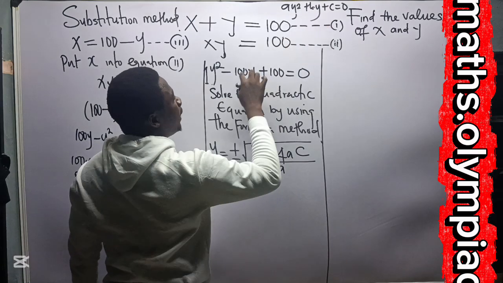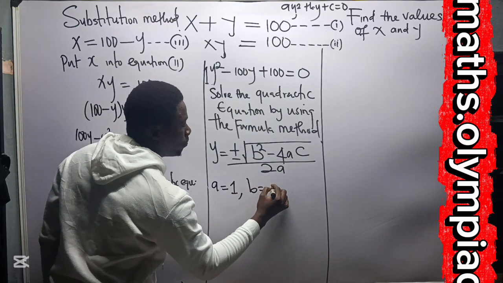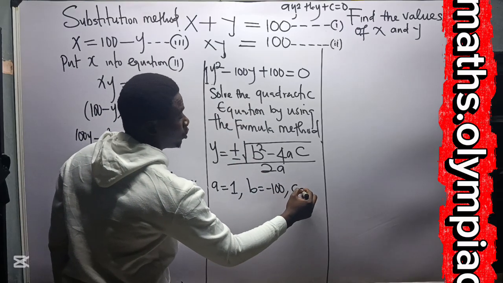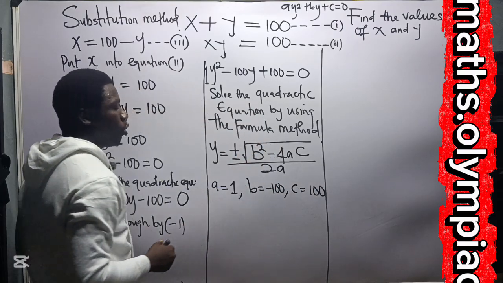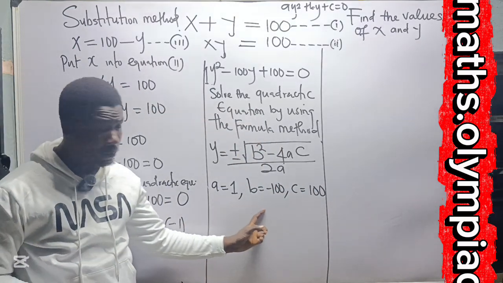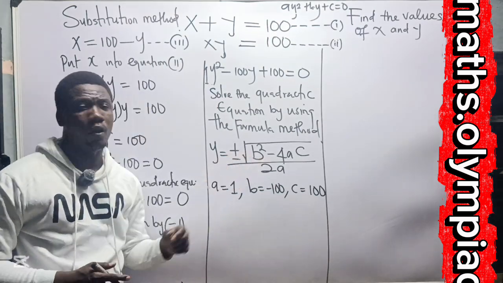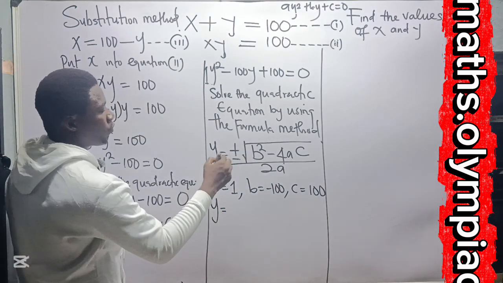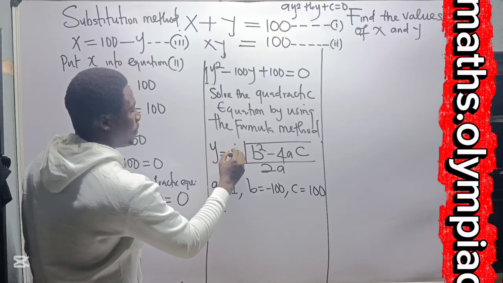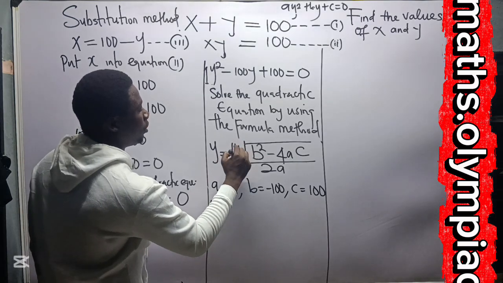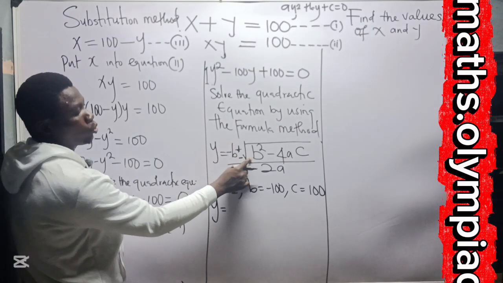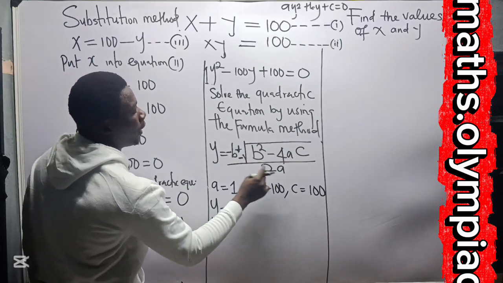Our b here is what? Equals to minus 100. And c is equals to what? 100. So we are going to plug in these values into this formula, so that we have y equals to, oh, this is minus b plus or minus, okay? So this is our formula: minus b plus or minus the square root of b squared minus 4ac over 2a.